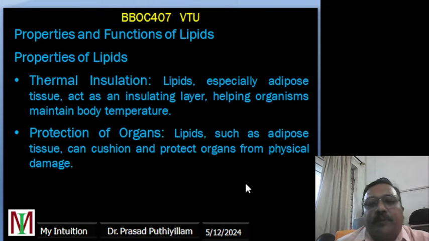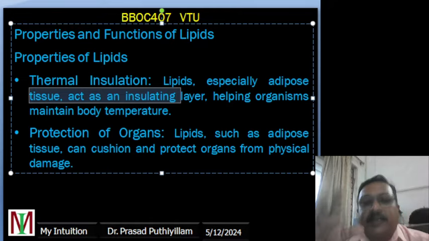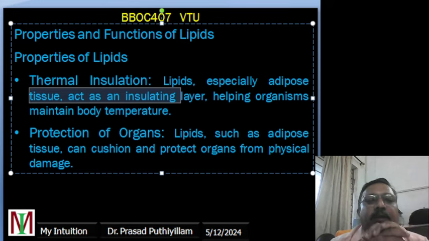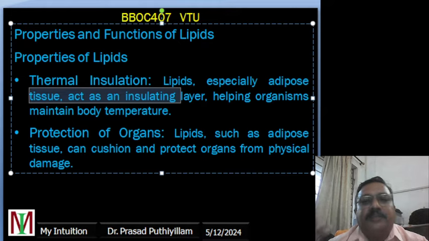So, moving to thermal insulation and protection of organs. Thermal insulation is mainly by the adipose tissues. Adipose tissues act as an insulating layer. Adipose tissue is mainly composed of triglycerides, which act as a natural insulator, just like how walls insulate our home or house. It reduces heat loss through the skin, helping to maintain a stable internal body temperature whenever it is cold season. So the heat inside our body will not go out so easily because of this adipose tissue layer present under the skin.